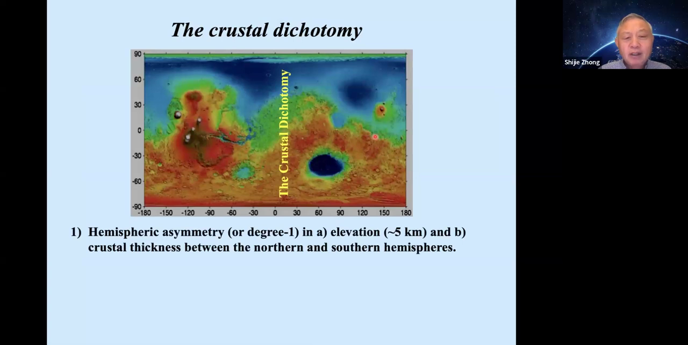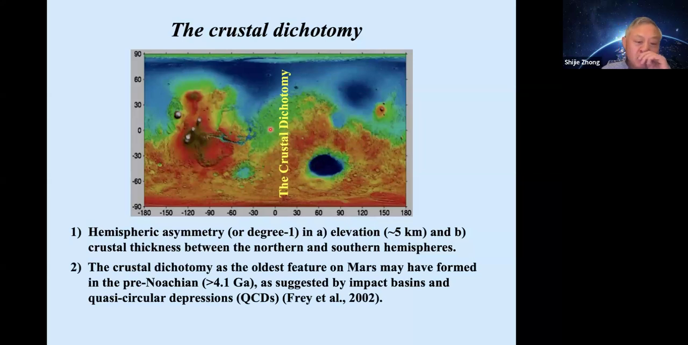The crustal dichotomy is really the hemispherical asymmetry, or degree-one structure, in elevation. So we know the southern hemisphere, the red color, is about 5 kilometers higher than the blue region, the northern hemisphere. Okay, right. And this global asymmetry can also be seen from the crustal thickness between the northern and southern hemispheres. We also know the crustal dichotomy is the oldest feature on Mars. It may have formed in the so-called pre-Noachian, older than 4.1 billion years, as various evidence suggests.